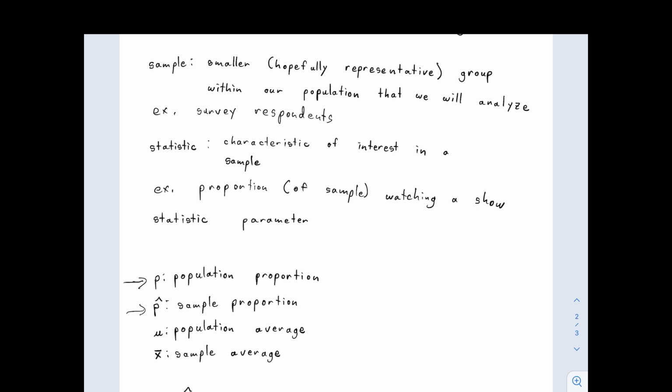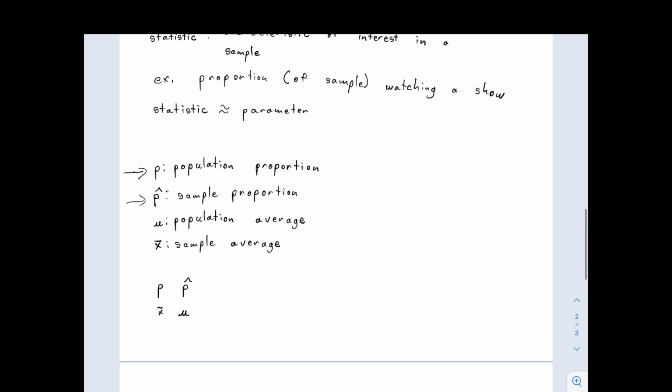The statistic we observe or calculate from our sample is generally our best guess for the corresponding population parameter. So our statistic is about the same as our parameter. And therefore, P is about the same as P hat, and X bar is about the same as mu.